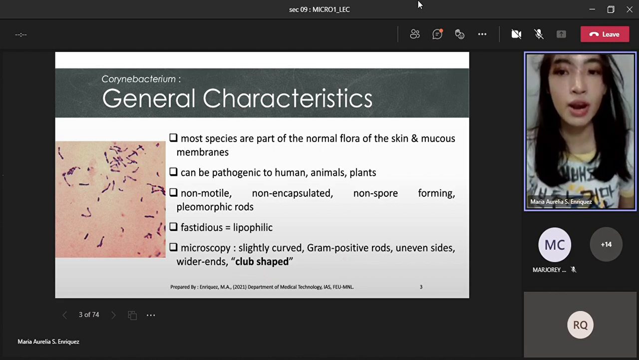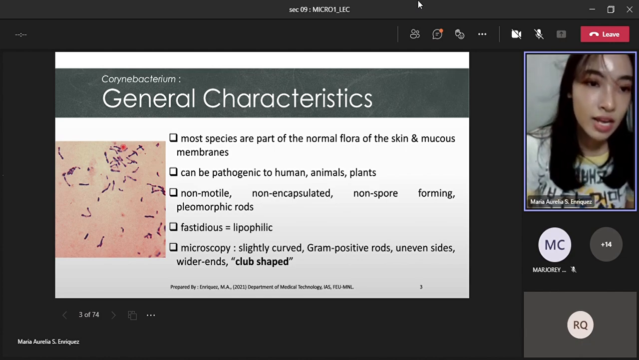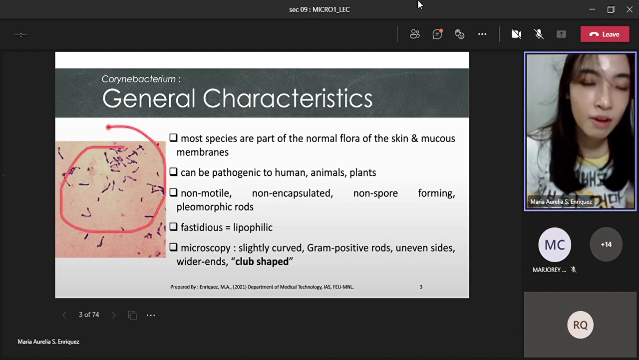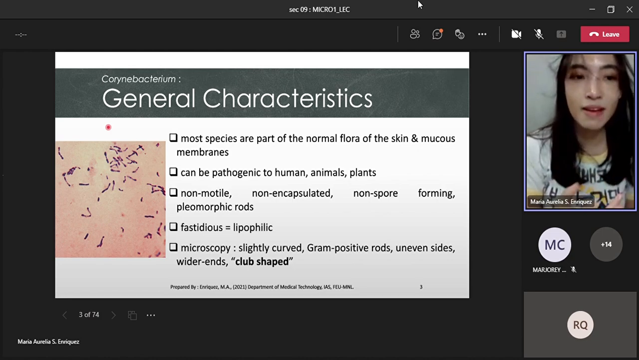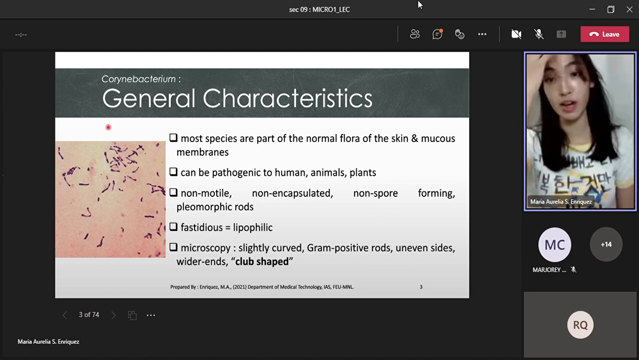Okay, so yun po yung gram stain morphology ng Corynebacterium species, as you can see here in this photo. So di ba po, hindi perfectly shaped yung bacilli. May isang side ng bawat bacilli na mas malapad compared to the other side.